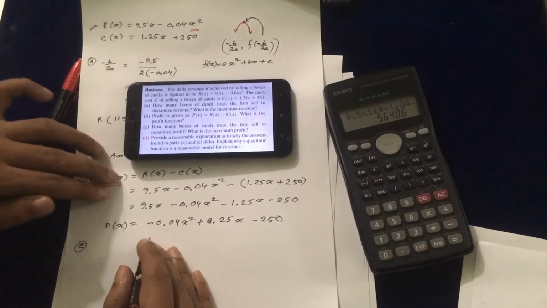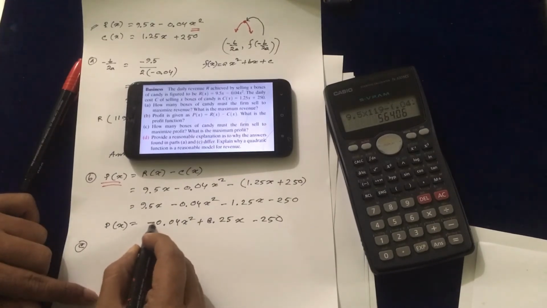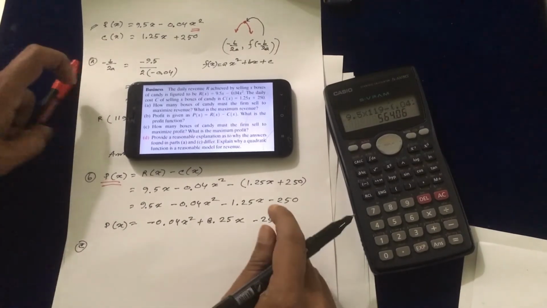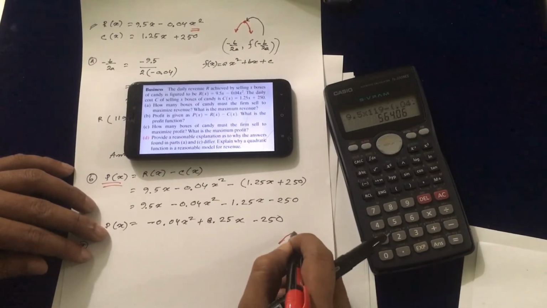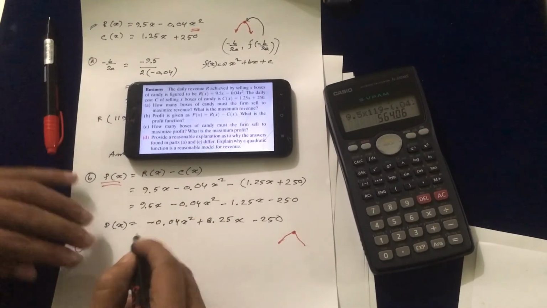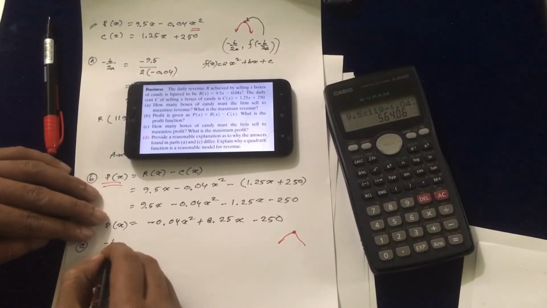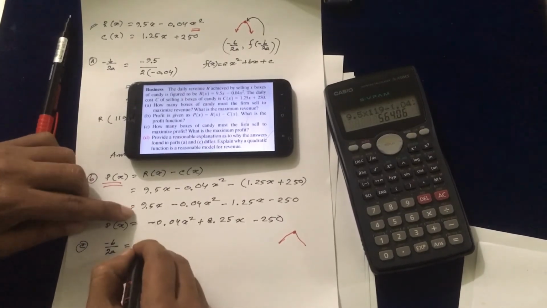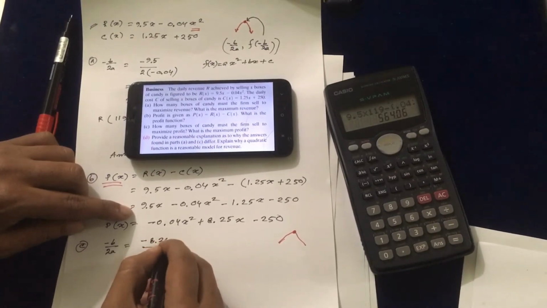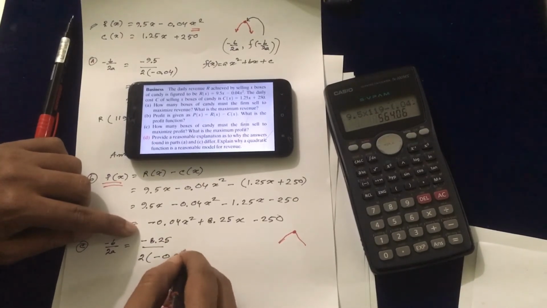Okay, and why are they talking about the maximum? Because as you can see, this is a down opening parabola. If I draw it, again a down opening parabola, so we will get the maximum point from it. Again the same formula, minus b by twice a, to find the vertex x coordinate. So minus b means minus 8.25, divided by twice a. 2 into a means minus 0.04.